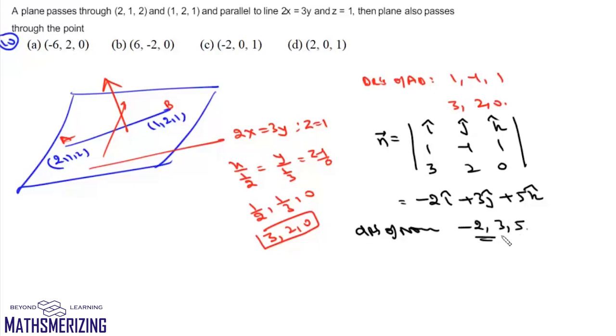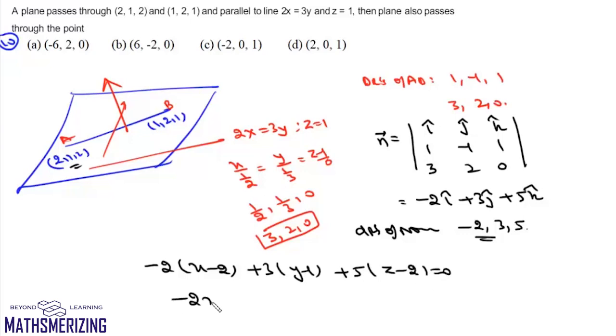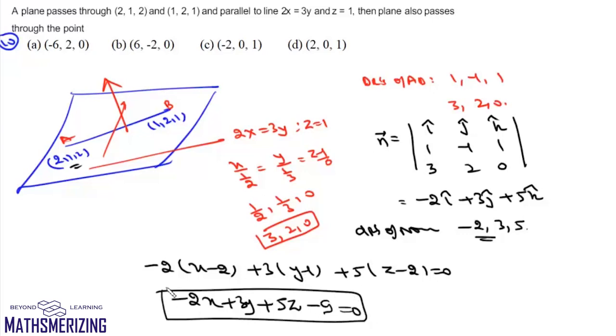Now once we have the normal, we have a point, we can write the equation of this plane. So the equation of this plane will be minus 2 times (x minus 2), plus 3 times (y minus 1), plus 5 times (z minus 2), equals 0. So it will be minus 2x plus 3y plus 5z, and here it will be plus 4 minus 3 plus 1 and then minus 9 equals 0. So that is the equation of this plane.